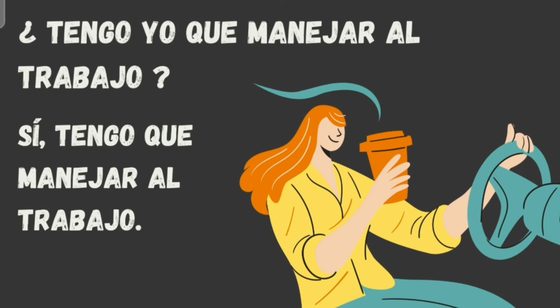In Spanish, we have to say, ¿tengo yo que manejar al trabajo? Okay, first we have tengo yo que. First we're going to put the verb, tengo, and then after that, our personal pronoun, yo, in this case, I, and then after that, que.